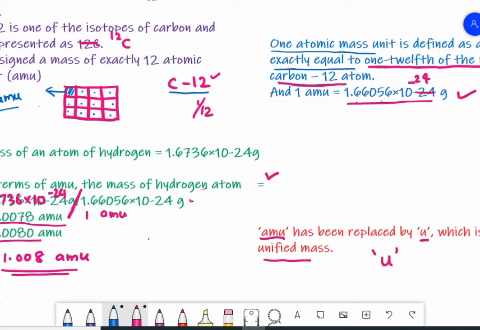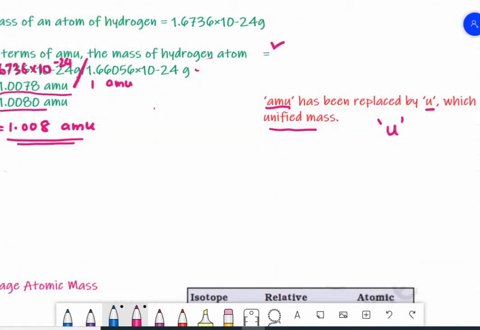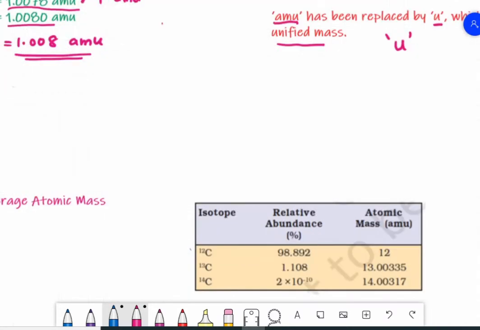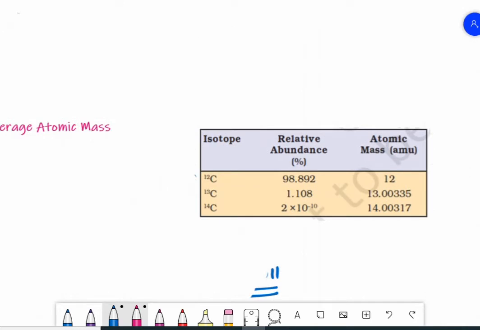Okay, children. Now let us calculate what is meant by average atomic mass. So when are we calculating this average atomic mass? As you know, isotopes of several elements are present in nature. For example, hydrogen has three isotopes: protium, deuterium, and tritium. Similarly, carbon has three isotopes: carbon 12, carbon 13, and carbon 14.